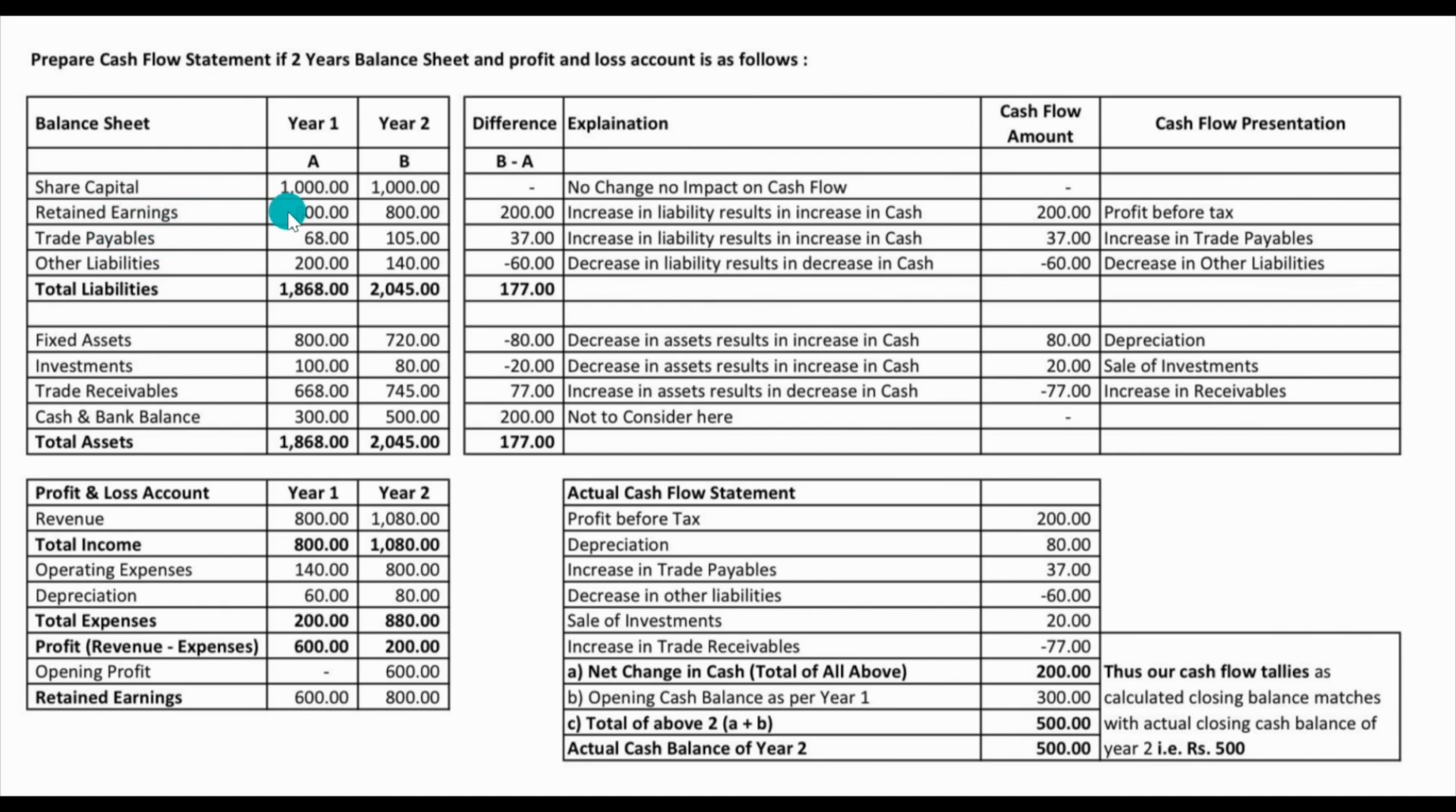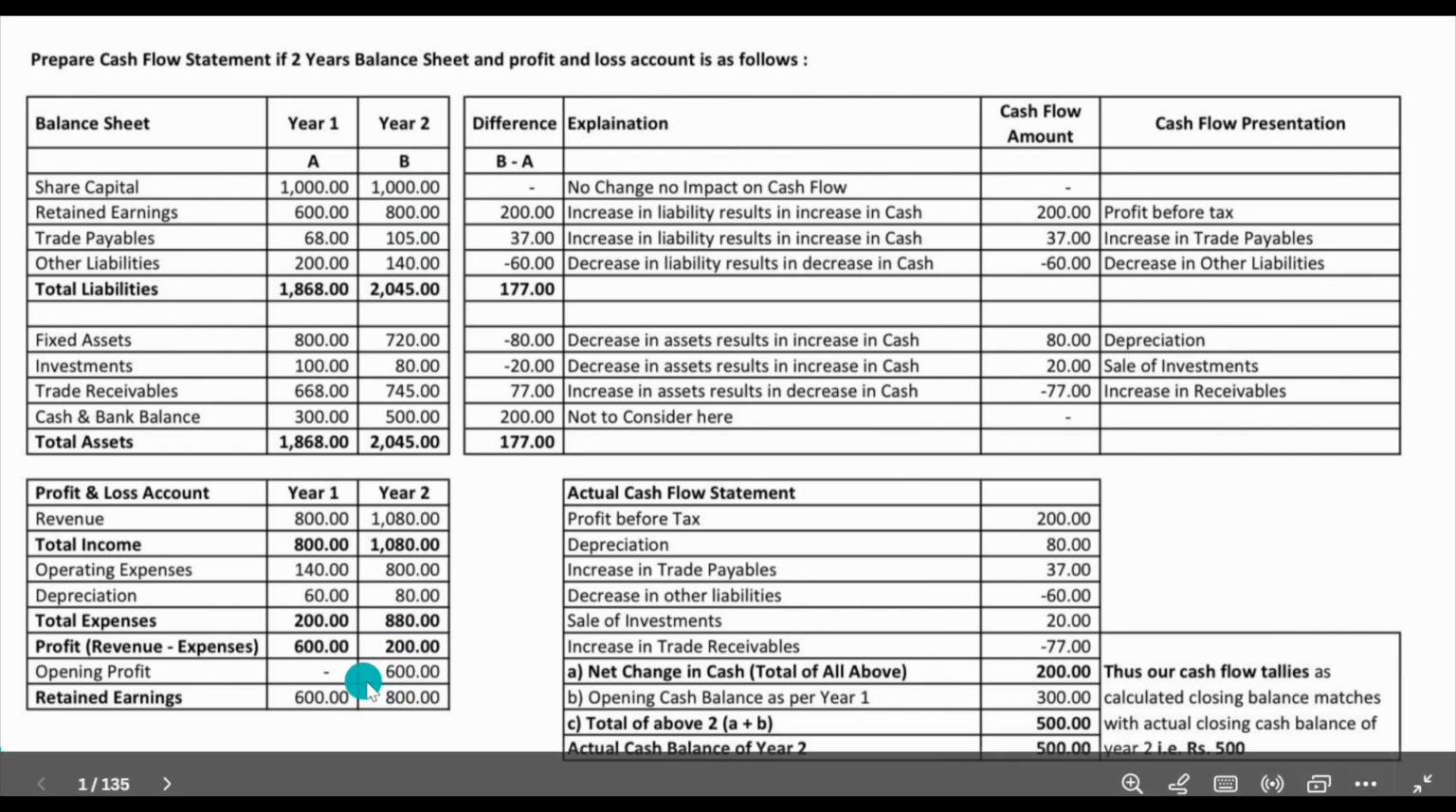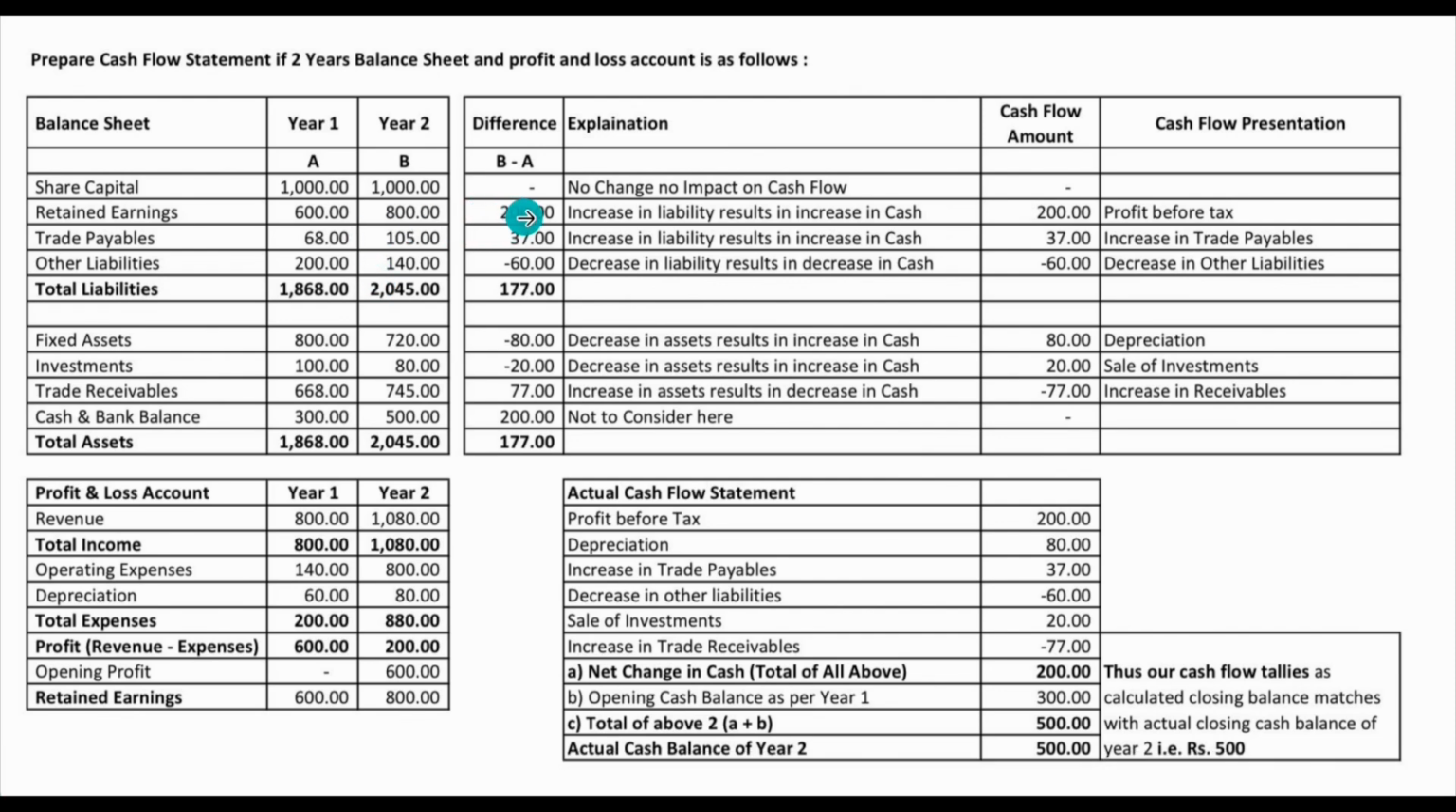Retained earning of year 1 is 600 which increased to 800 in year 2. This is primarily due to profit, you can see here. So B minus A is 200. So there is an increase in a liability item from 600 to 800, that is 200. So an increase in liability results in an increase in cash to tally the balance sheet. As the liability side increases, you need to increase the asset side, that is cash, to tally the balance sheet. And hence the increase in cash results in a cash flow amount of 200, which is basically recorded as profit before tax in the cash flow statement. You can see here profit before tax 200.